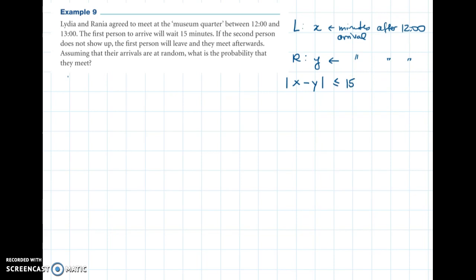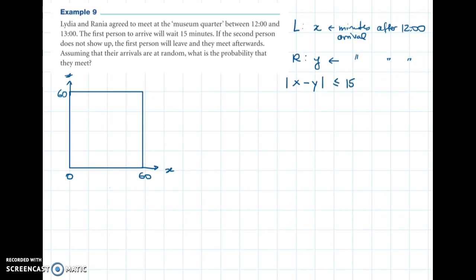Okay, how are we going to represent this? I'm going to need a picture here. Okay, so in this square, I'm going to say that this is the X direction, and this is 0 minutes, and this is 60 minutes, and this is the Y direction, and here we have the 60 minutes. So we want to see which points inside this square have a difference between the X coordinate and the Y coordinate of 15 or less, because those will be the points where they meet.